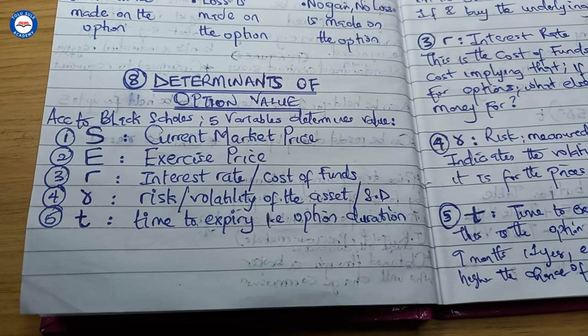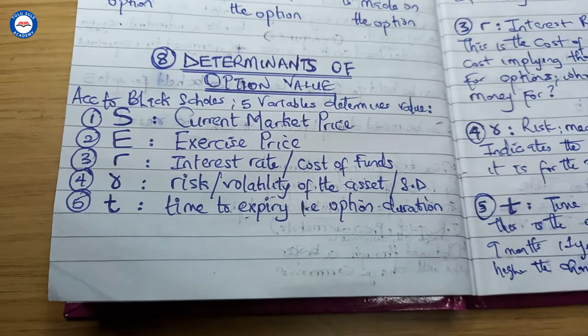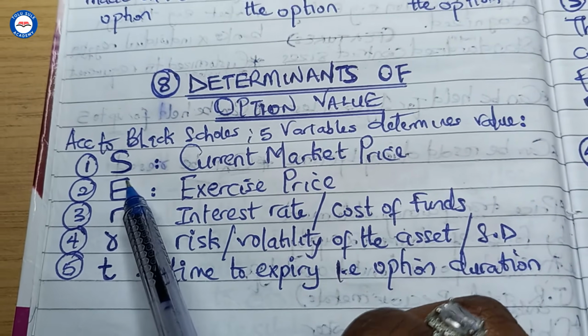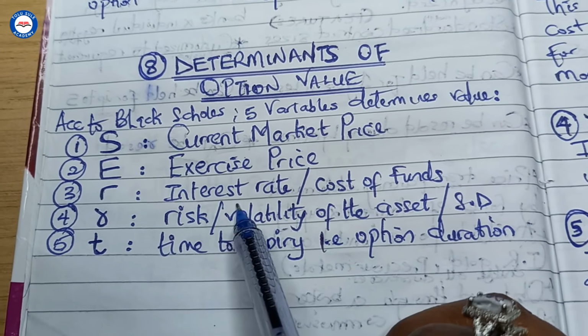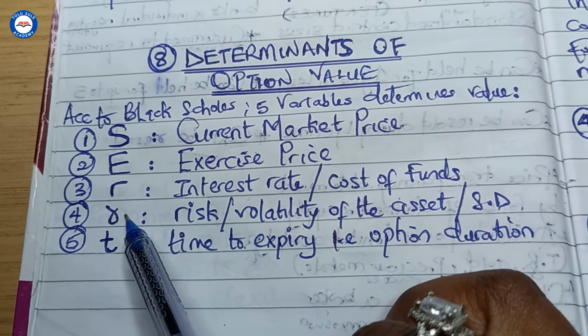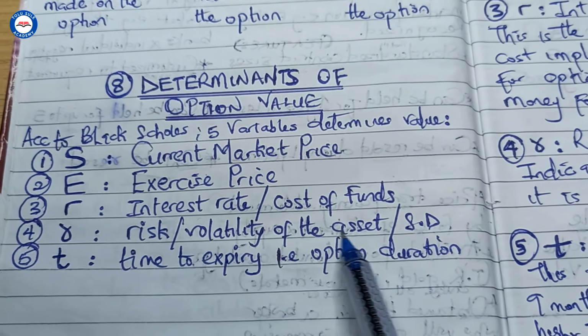According to Black-Scholes, we have 5 variables that determine the option value. Current market price, denoted as S. Exercise price, denoted as E. Interest rates or cost of fund, denoted as R. Risk of volatility. Can you see those important things of that asset?